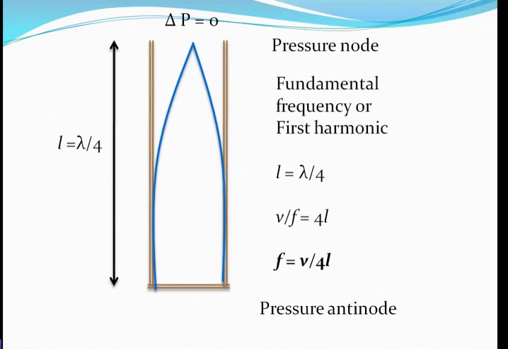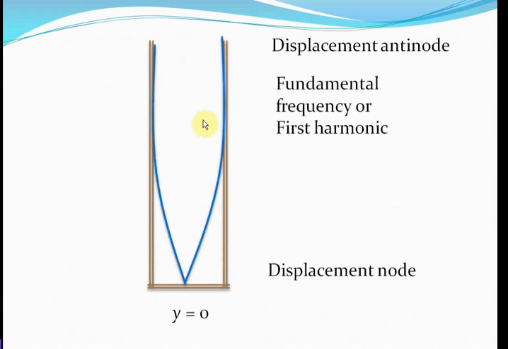What will be the basic displacement wave that can be generated in a closed organ pipe? This one, because there's a displacement antinode here and there's a displacement node here. Therefore, this will be the fundamental frequency or the first harmonic that will be generated in case of a displacement wave. Again, as we know, L is lambda by 4 and the frequency will still be equal to V by 4L. So we just saw both the waveforms generated by a pressure wave and a displacement wave.